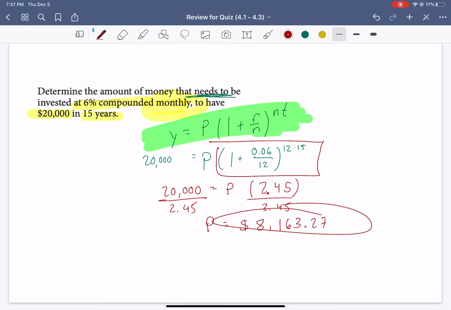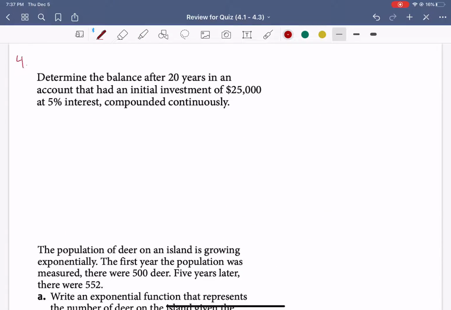The next section that we're going to talk about is 4.3, which is when we saw the word continuously. We got a new equation, which is y equals the principal times this new number, which we just call E. It's short for Euler's constant. We raise it to the power of RT. We don't need to know it, but E is approximately equal to 2.71. All right, so let's try to use it.